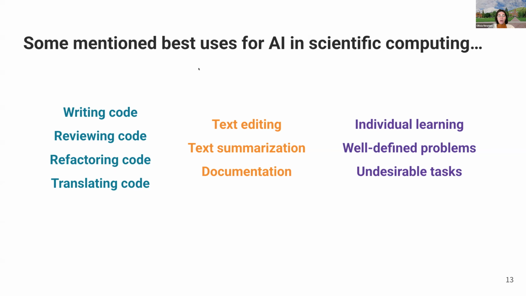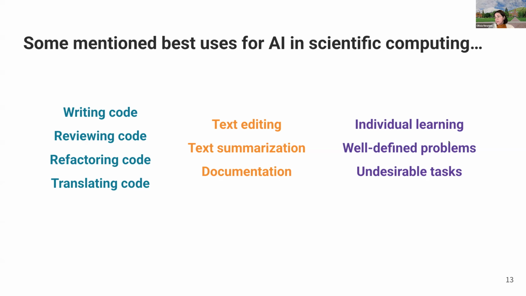Even when focusing on responses describing a potential best use for AI in scientific computing, we see that there's still no clear consensus. Some responses are very code-centric, including everything from code generation to code refactoring and conversion. Other potential best uses focus more on texts, so generating them, editing them, and summarizing them. Lastly, we have some best uses for AI that represent a more expansive category or set of tasks. Like some folks suggest that AI is good for individual learning.